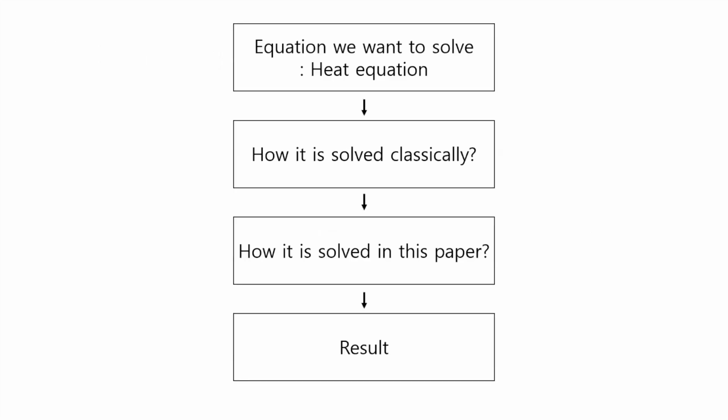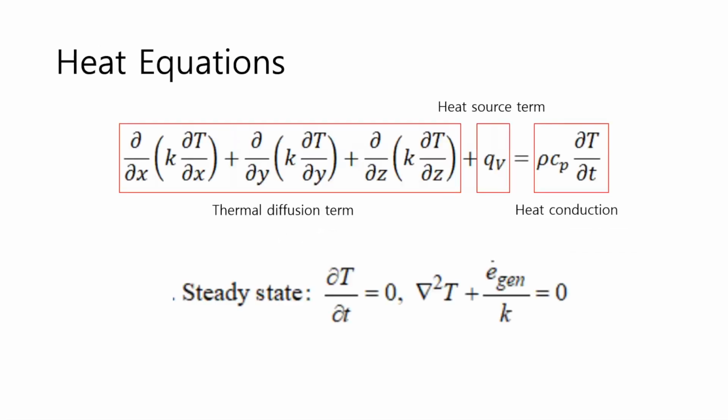So these are my contents, and let's first look at what equation we want to solve, which is the heat equation. Briefly introducing the heat equation, it looks like what is seen on the screen. The first three terms in the first rectangle are the thermal diffusion term, which, if the thermal conductivity K is a constant, is the Laplacian. The second rectangle is a heat source term, which can vary with time, but usually it's just a constant, and it's the distribution over the regions that we are interested in.